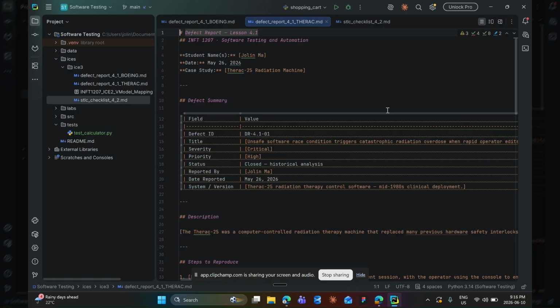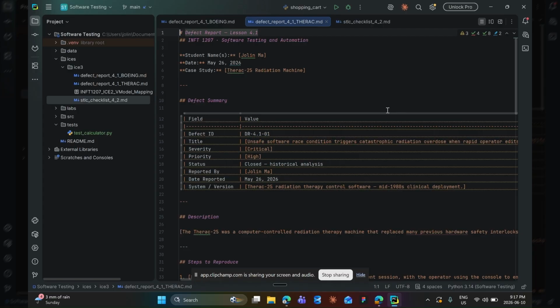A race condition triggers a catastrophic overdose when a rapidly typing operator adds a bypass, after hardware interlocks were removed. The root cause phase is design and coding. The architecture decision to remove hardware interlocks was never formally risk analyzed. Legacy software from an older model was reused without being revalidated for an architecture that had stripped out the hardware safety net that made it safe in the first place.